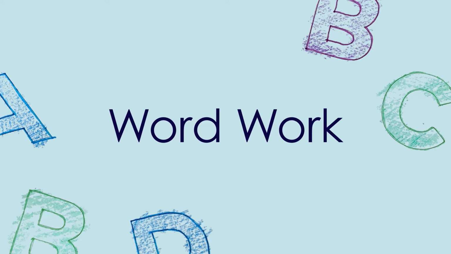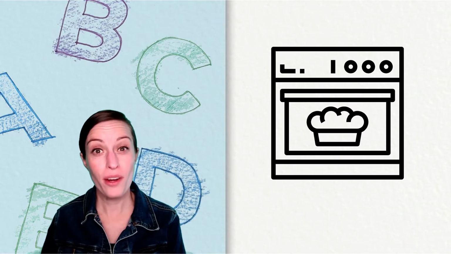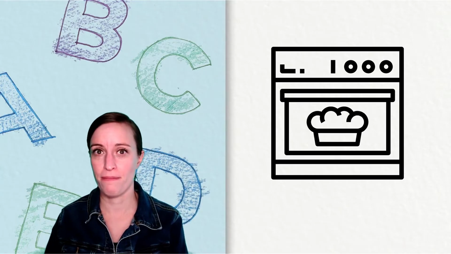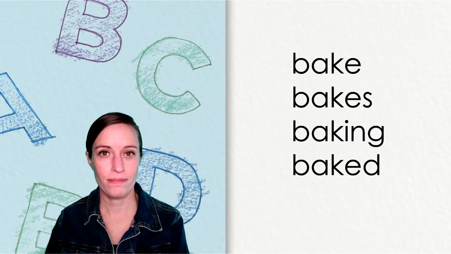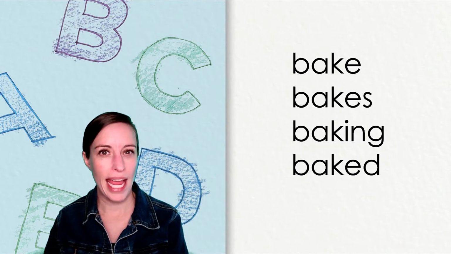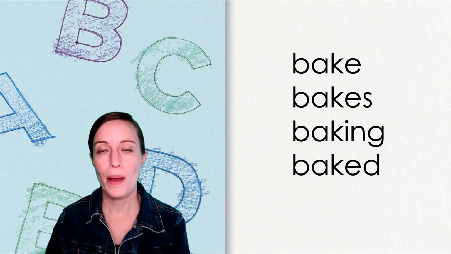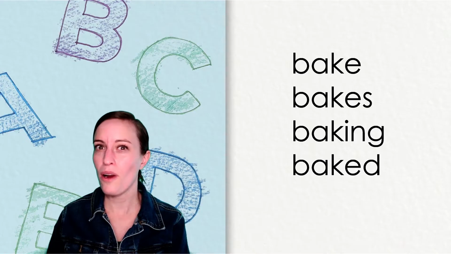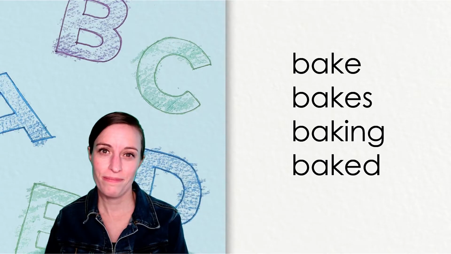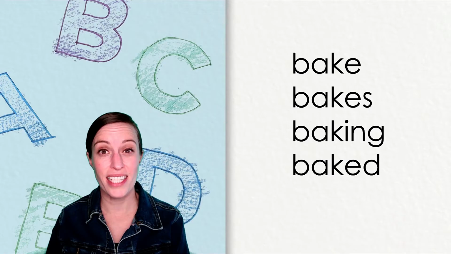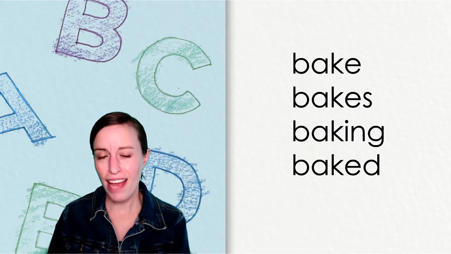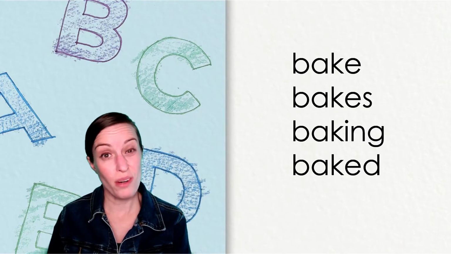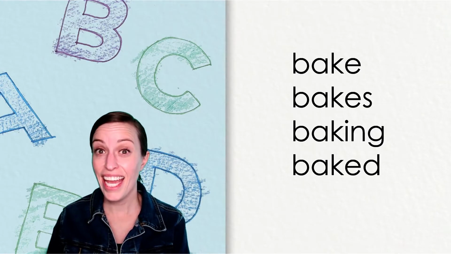Word work! Today, we are going to listen to some words and think about how they are the same and how they are different. Listen carefully. Bake, bakes, baking, baked. How are these words similar, or how are they alike? They all have the vowel sound A in them. In fact, they all have the word bake in them. How are these words different? The ending changes.